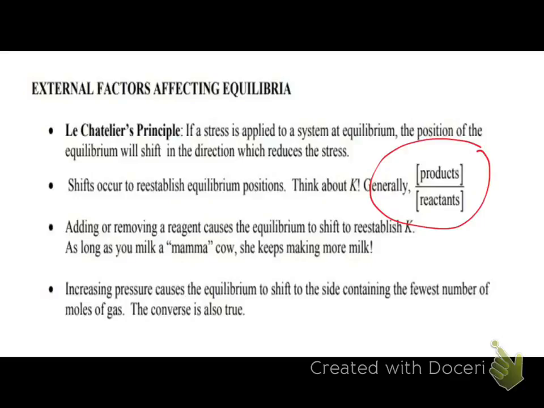For instance, if you're looking at this and you increase the products, what's going to happen to your Kp value? It's going to get bigger. And the same thing if you were to increase your reactants, the Kp is going to get smaller because of where you're putting stuff in the equation. Adding or removing reagents causes the equilibrium to shift.